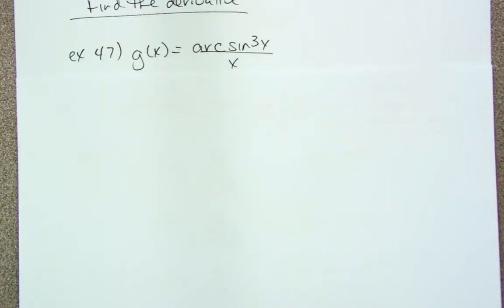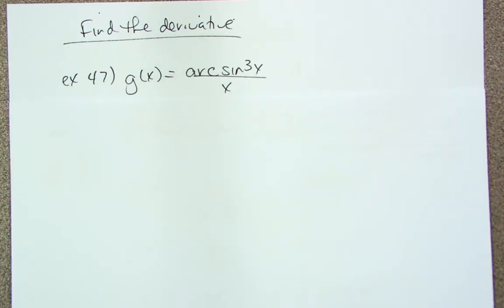In all of the homework problems except for the last 2, you're going to literally just find the derivative. In the last 2, you're going to find the equation of the tangent line to the original function at a given point. So here's your original function. I'm going to do one of your homework problems, number 47. In fact, I'm going to do 2 today. G of x equals arc sine of 3x over x.